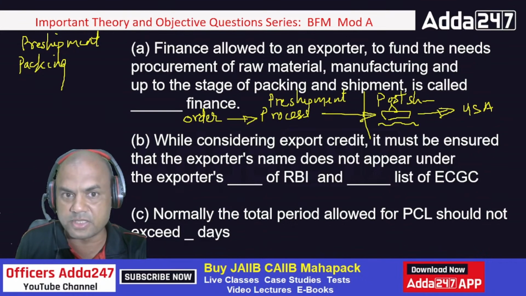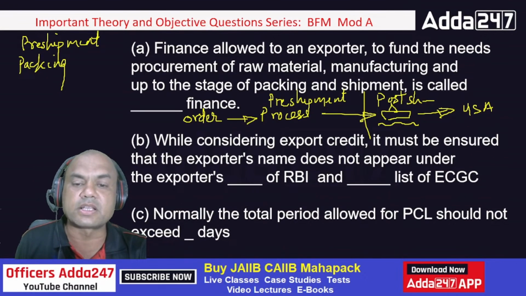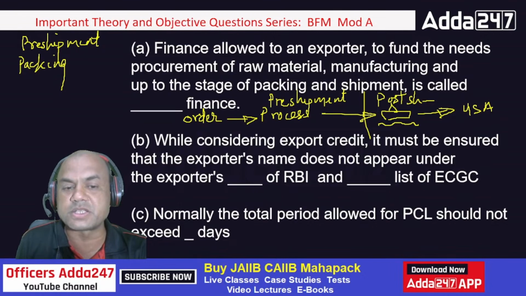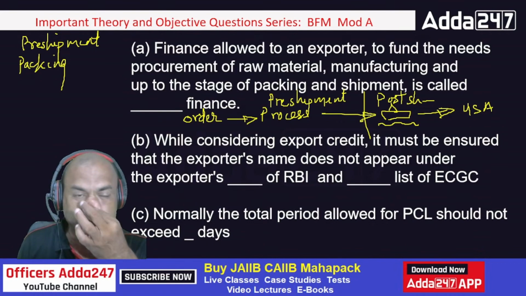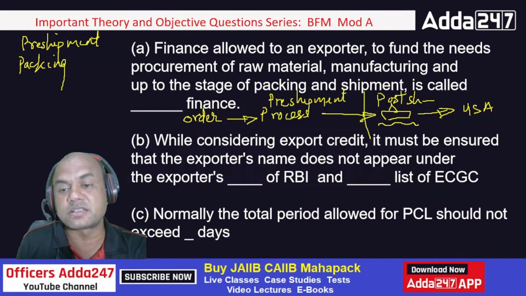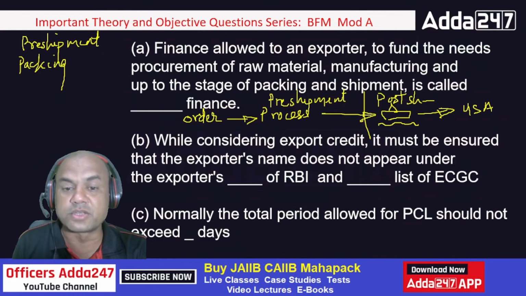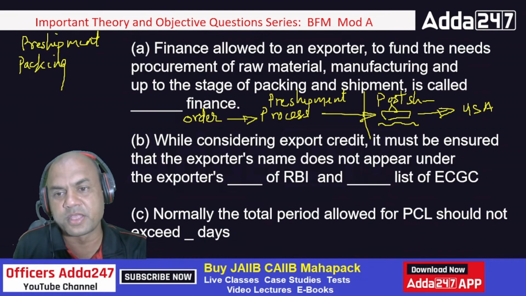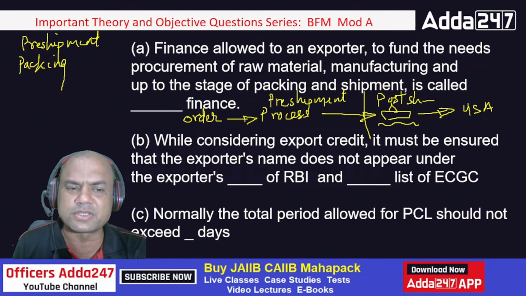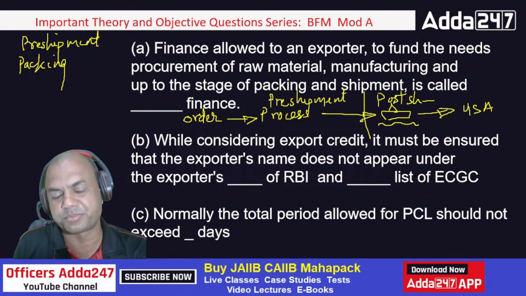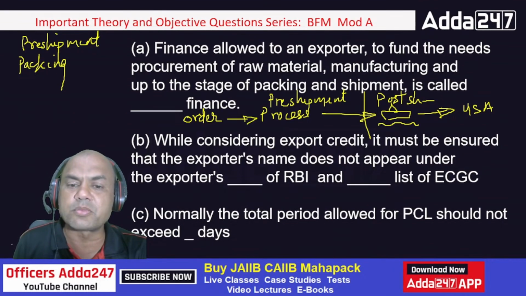Done? Clear? Second. While considering the export credit, it must be ensured that the exporter's name does not appear under exporter's dash of RBI and dash list of ECGC. Now these two names are very important. These are simple ones, but what happens, we forget them. So what is the name called as for RBI?